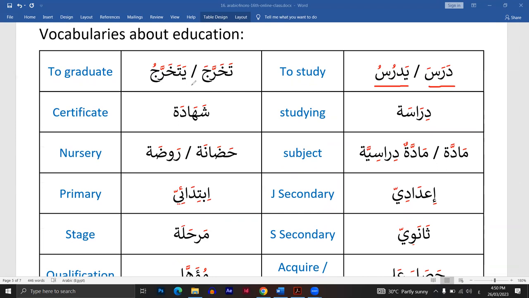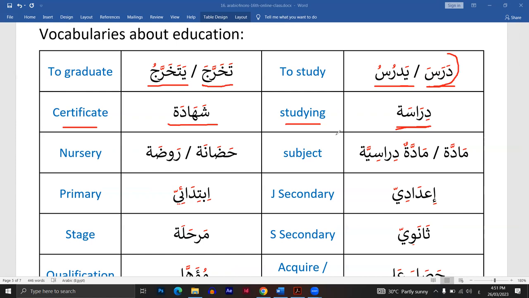And we have the verb graduate. Takharraja. This is the past. And yatakharraj means to graduate. The word studying means dirasa. Dirasa from the verb. Darasa, yadrusu, dirasa. Studying. Okay. Shahada means a certificate. Shahada.